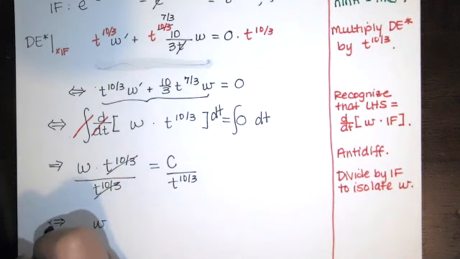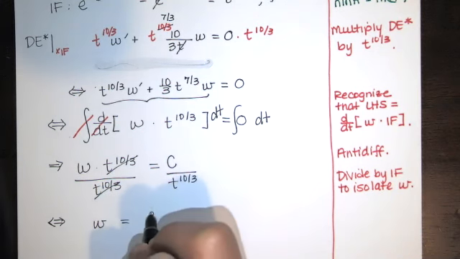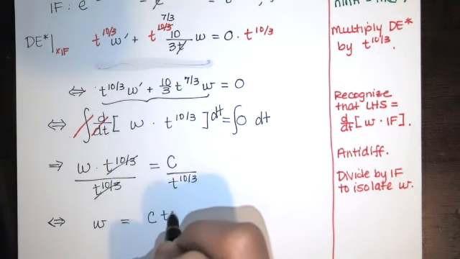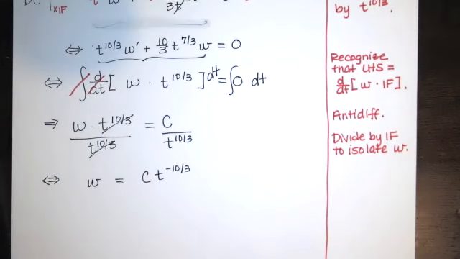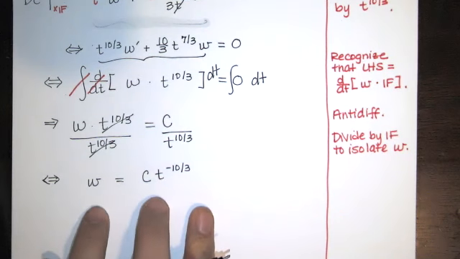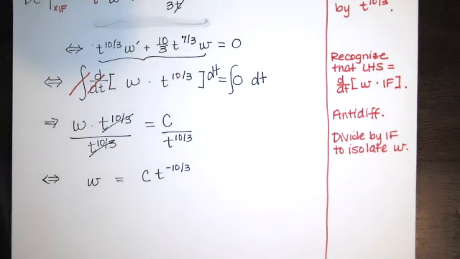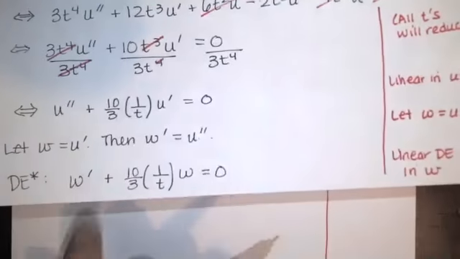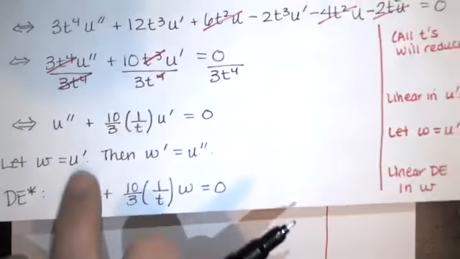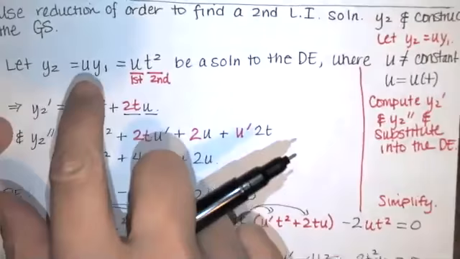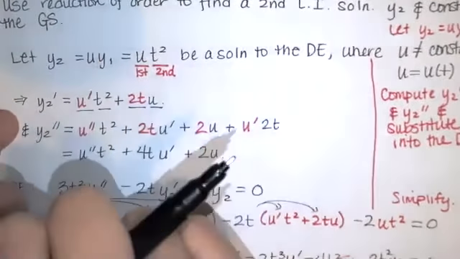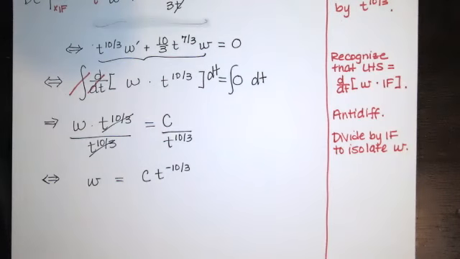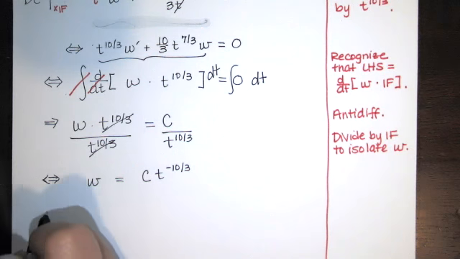So w is equal to this, some constant times t to the negative 10/3 if you bring that up to the numerator. Okay, now remember, w is just something we made up so that we could solve the differential equation. Way back here, we said that w was equal to u prime. And we're really trying to find u, because if I have u, then I can take u and multiply it by y1 to get y2. So that's where we're going. So we have to back substitute because we're trying to find u.